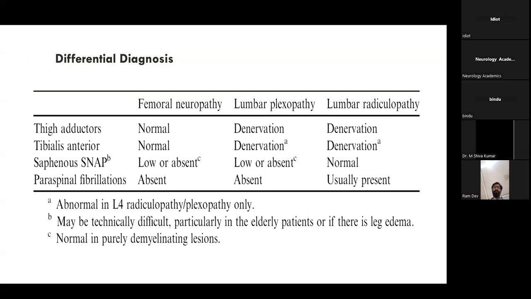Here's the table. Same, we have discussed how to differentiate femoral neuropathy, lumbar plexopathy, and lumbar radiculopathy. Here the saphenous SNAPs are normal in lumbar radiculopathy, and thigh adductors and tibialis anterior are normal in femoral neuropathy, and are involved in both lumbar plexopathy and radiculopathy. And paraspinal fibrillations involve only paraspinal muscles in radiculopathy.